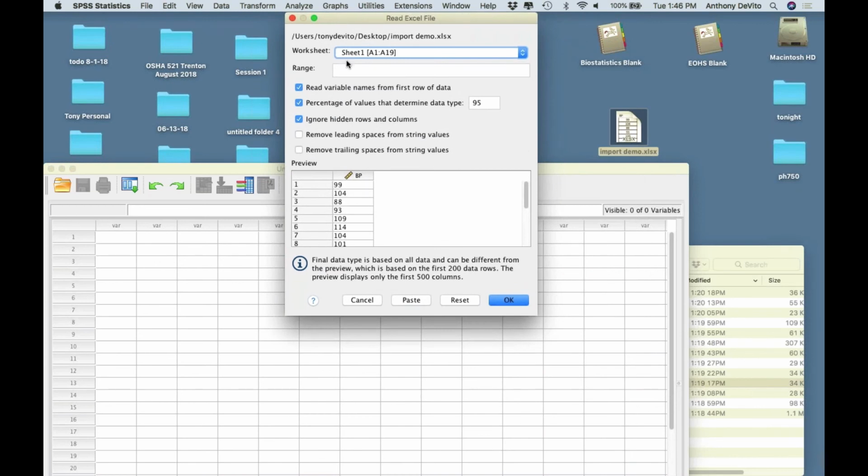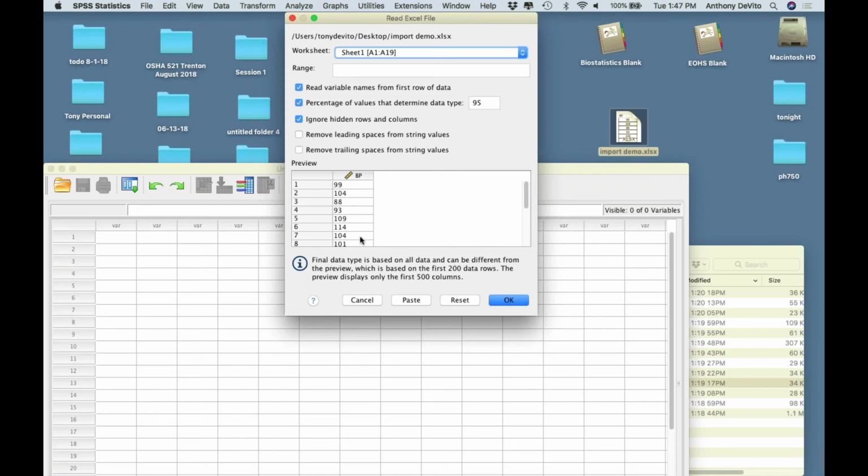First, it's going to tell me it sees one worksheet in Excel, and it sees values from A1 to A19. That sounds right to me, right? Remember, it's 18 people, and the top row is the variable name, blood pressure, BP. And it says, checked off, read variable names from the first row of data. That's important because it recognizes that that first row is not a value in the data. It's actually just a variable name, so we'll put it at the top.